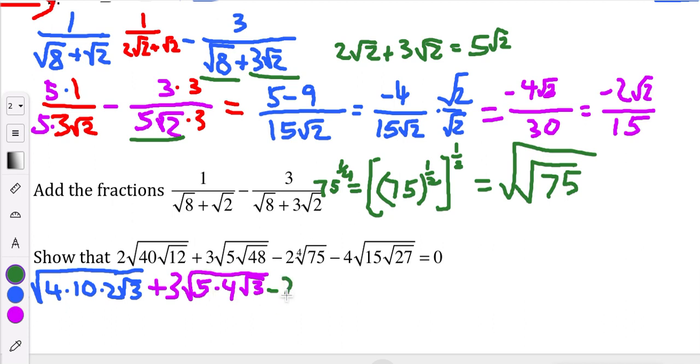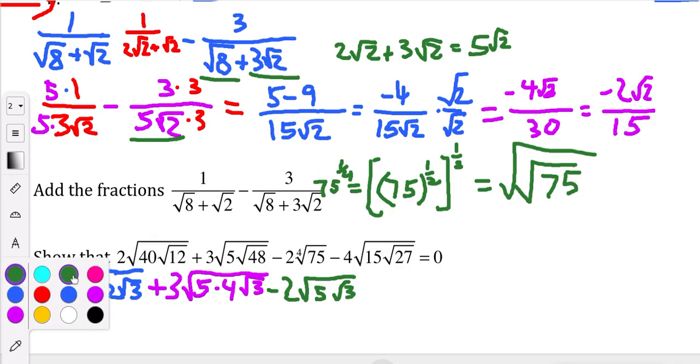So this is minus 2 times the square root. Now root 75 is 25 times 3. So this is really 5 root 3. What a tangled web we weave, and what a mess.